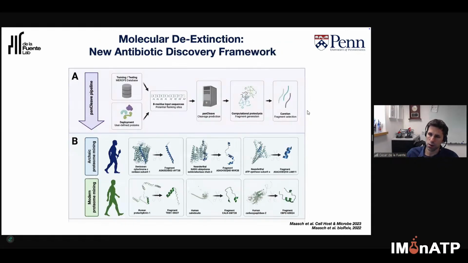And so in order to do that, we developed a machine learning pipeline or algorithm that we call PanCleave, that at a very high level, takes all the proteins from Neanderthals and from Denisovans and also from modern humans, which we use as a control. It chews all these proteins up into little fragments, and then we ran two filters, one of which is a machine learning filter, the other of which is a human expert filter, to predict whether those fragments will be antibiotics or not.